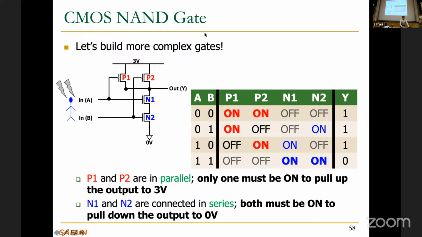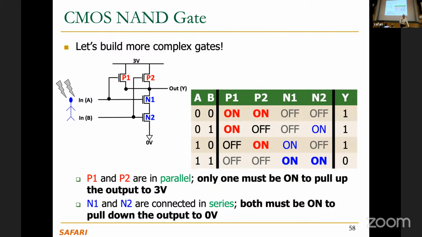So for both P1 and P2 to be off, both of the inputs should be 1, meaning high voltage. At that point, both of these are off. The output doesn't get connected to 3 volts, but both of these are on at this point. As a result, the output gets connected to 0 volts. So now what we have is for the circuit, for the output to be 0, both A and B should be 1. Does that make sense?